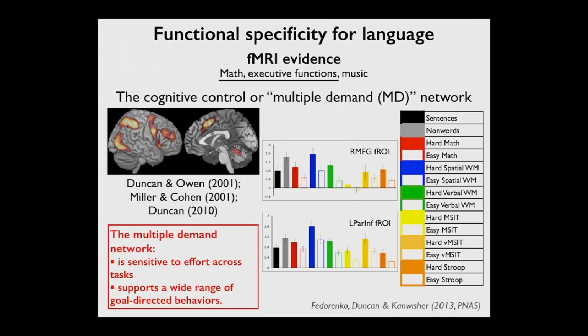Interestingly, if you look at the responses of these regions to our language localizer conditions, we find exactly the opposite of what we find in the language regions. They respond less to sentences than to sequences of non-words, presumably because processing sentences requires less effort. But clearly, this highlights again that the language and the cognitive control systems are functionally distinct.